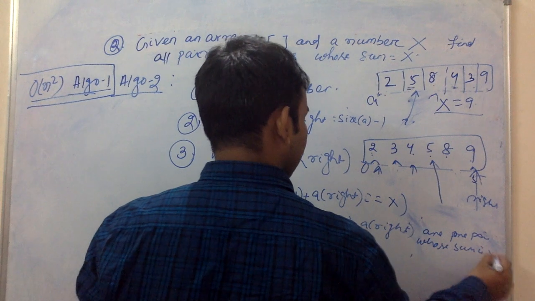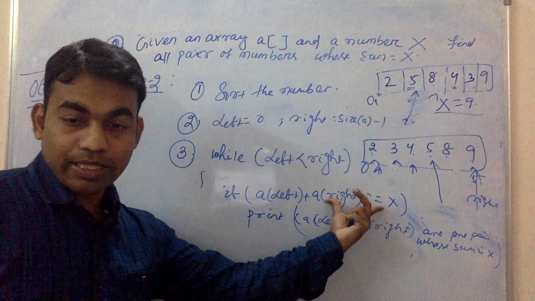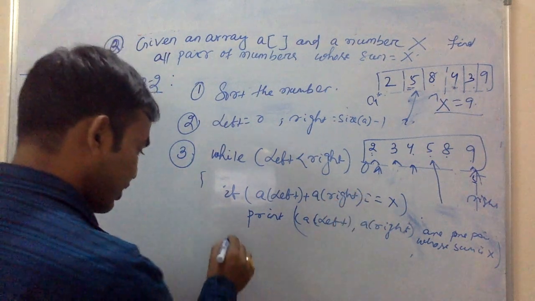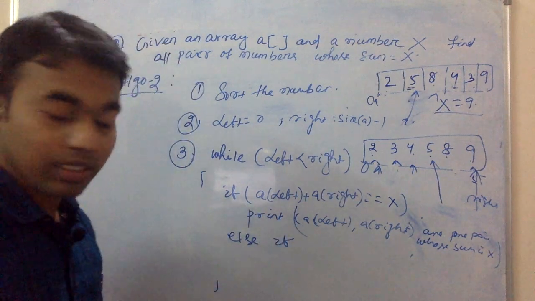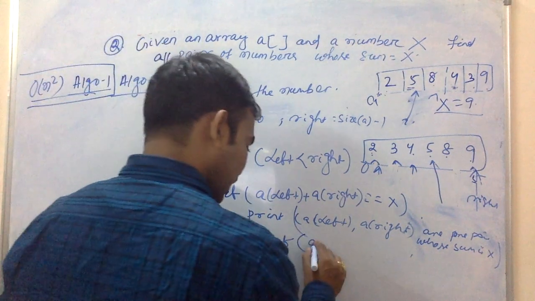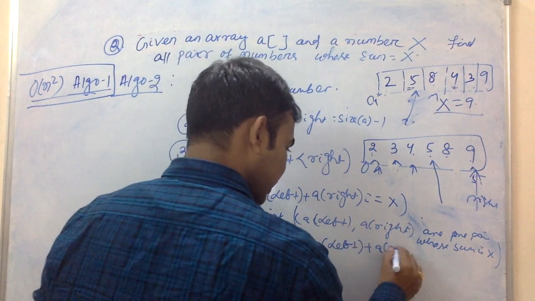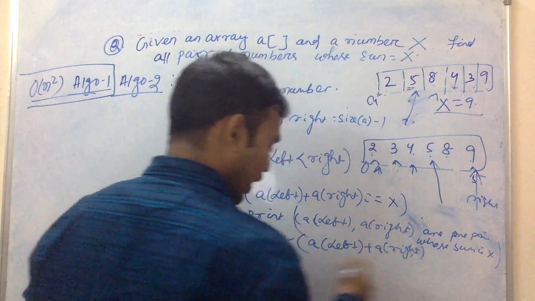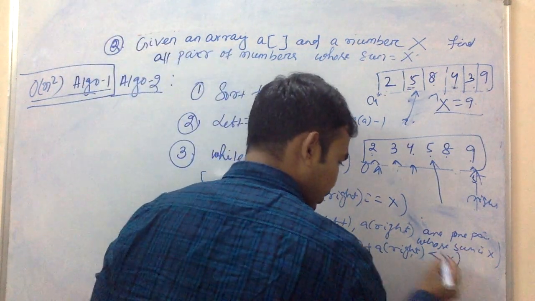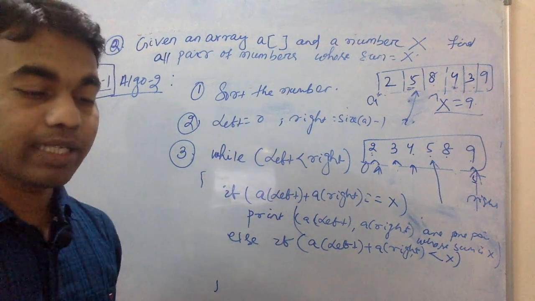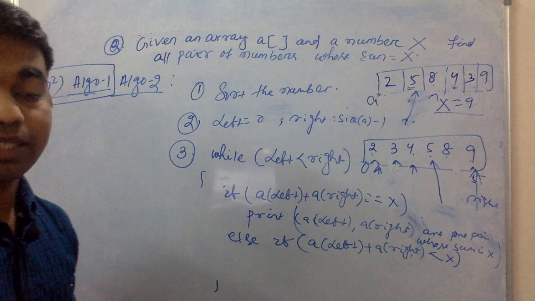You can just write anything, just a message here, printing. So if the sum is x, okay, else if their sum is not x, just write how many conditions I need to write. Else if a of left plus a of right, I could have taken one variable to store this, but that's okay, is less than x. Okay, suppose less than x.